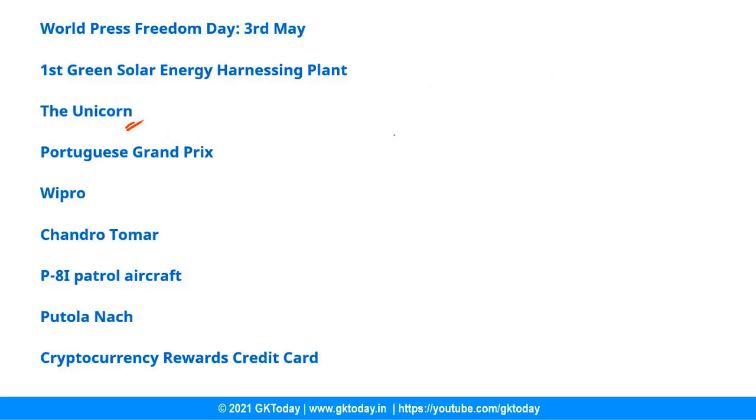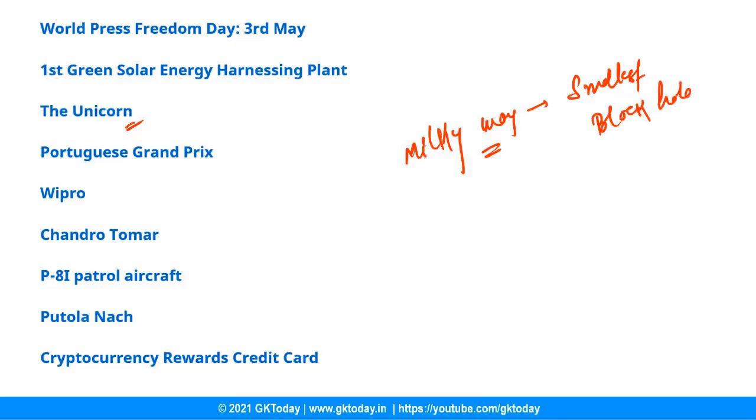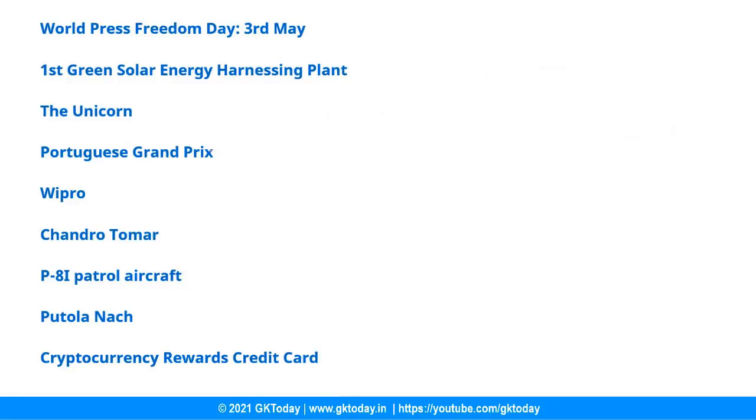So the name of our galaxy is Milky Way, and in this Milky Way galaxy, the smallest black hole was recently discovered, and the name of the smallest black hole in this Milky Way is the unicorn. Next is Portuguese Grand Prix. So recently Lewis Hamilton won this Portuguese Grand Prix.